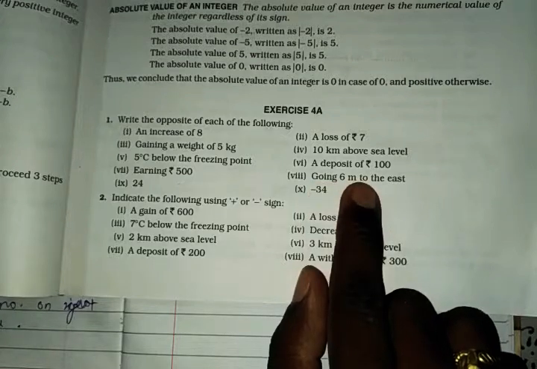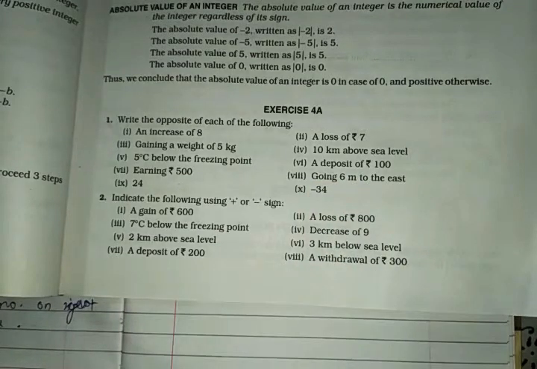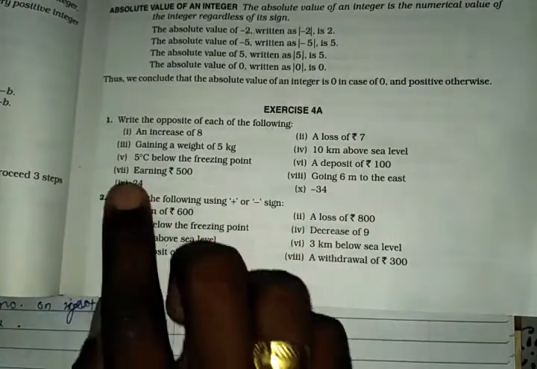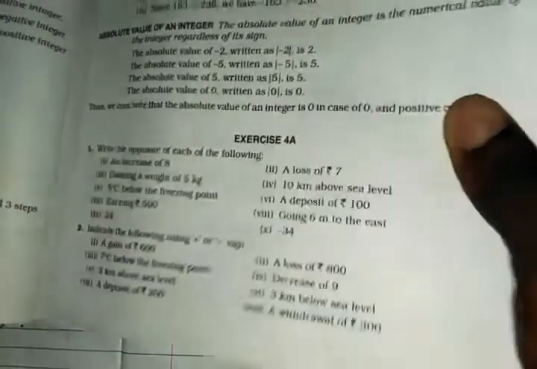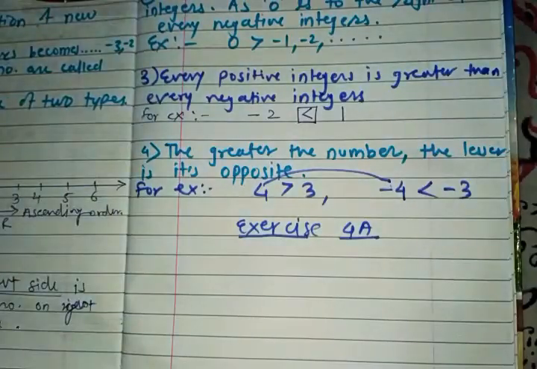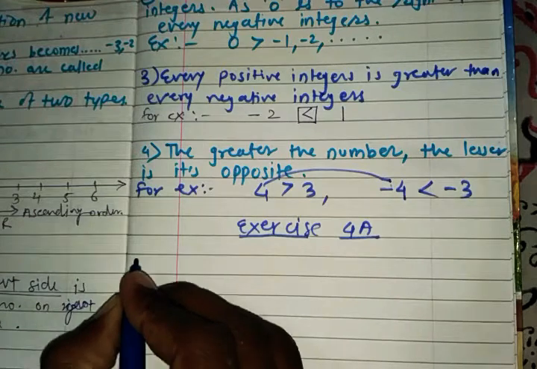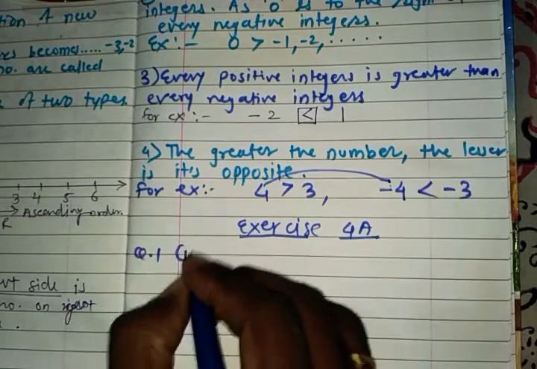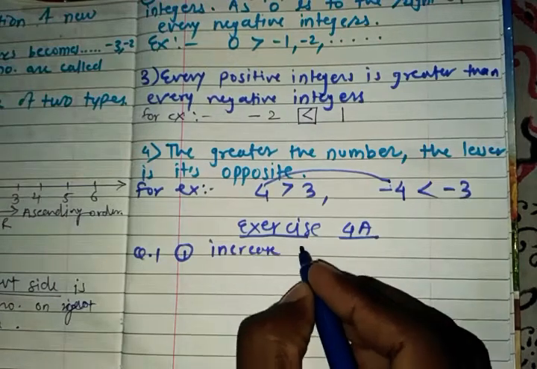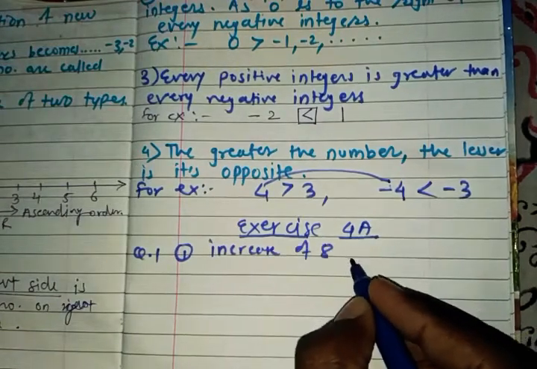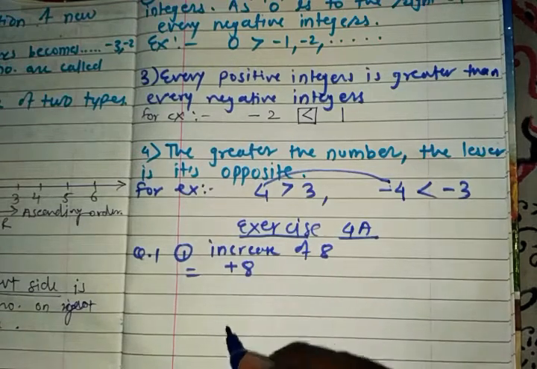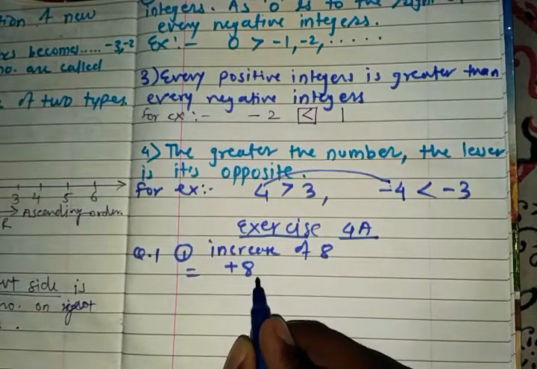Earning, again positive. Going 6 meters to the east means on the right hand side, so again it is positive. And here they are given the positive and negative. So let's try to solve this first. Question number 1: an increase of 8. First we will convert it into a number. So increase means +8.